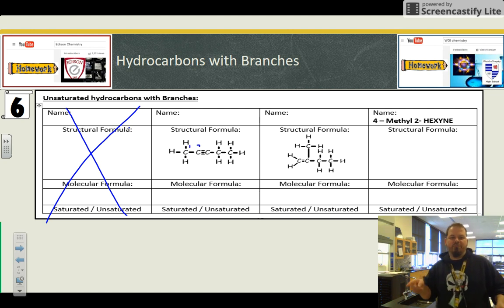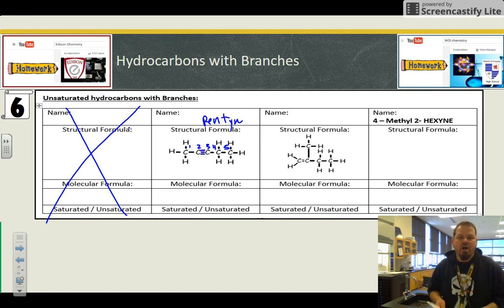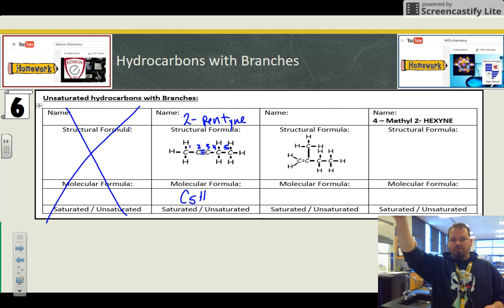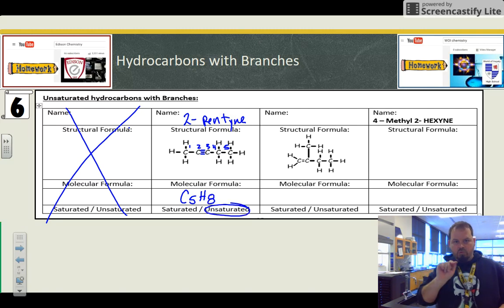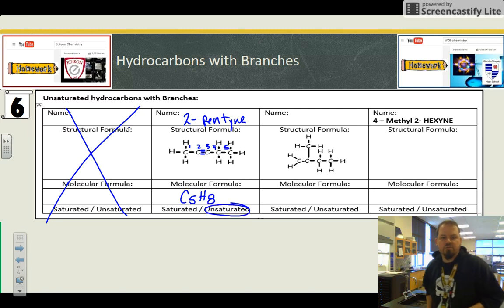Okay, structural. 1, 2, 3, 4, 5 carbons is pent. But I see a triple bond in there on the second carbon. So that is 2-pentyne. And I want to put the 2 in front of the pentyne because that 2 now talks about the yne. Cool with that? And that's it. There's no side chain.